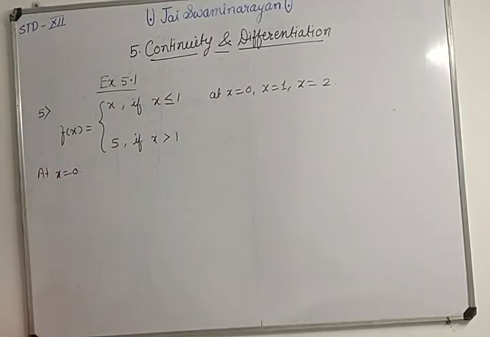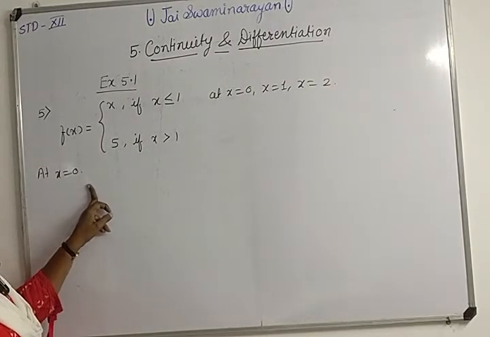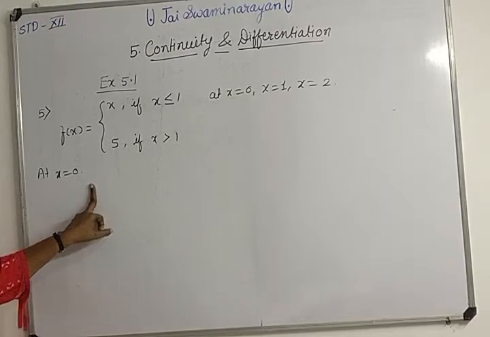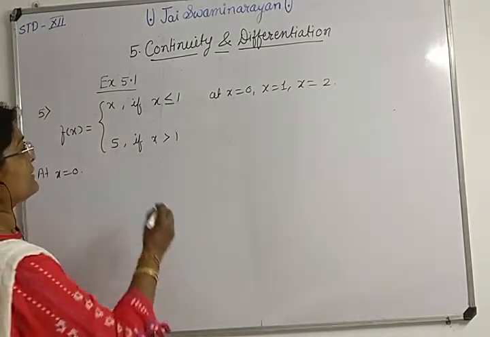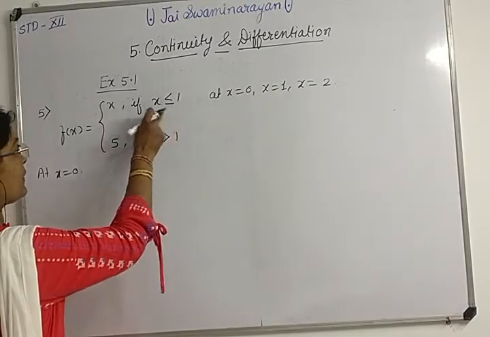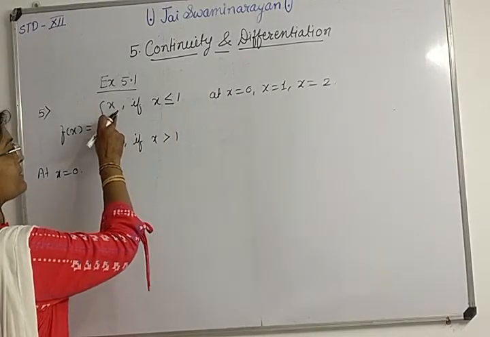Now x equal to 0 is less than 1 because 0 is less than 1. Now less than 1 means the function will be this one. The function is defined like this.